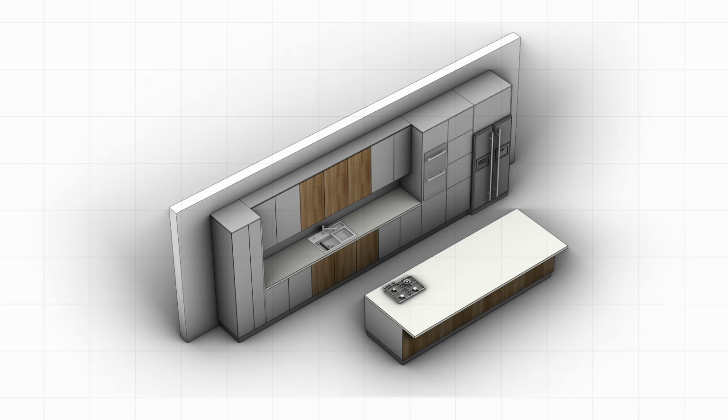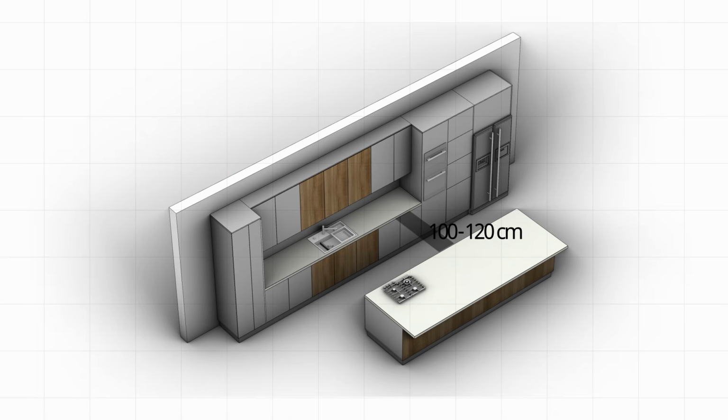Another key point is the distance from the back of the island to the opposite cabinets. This should be at least 100 to 120 centimeters to allow smooth, unobstructed movement in the kitchen.